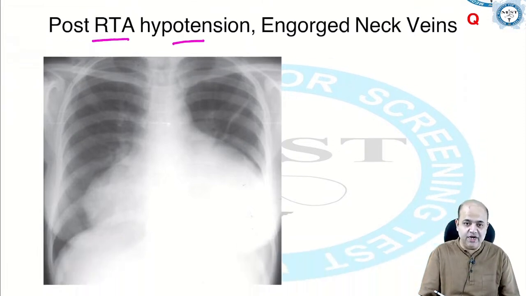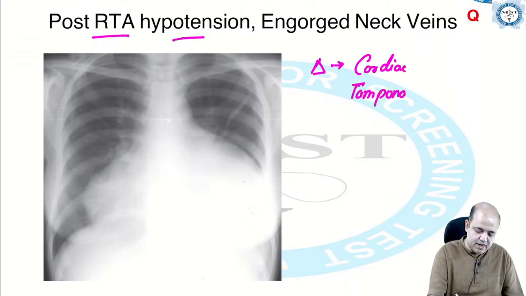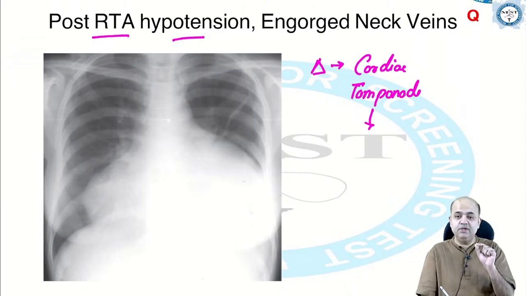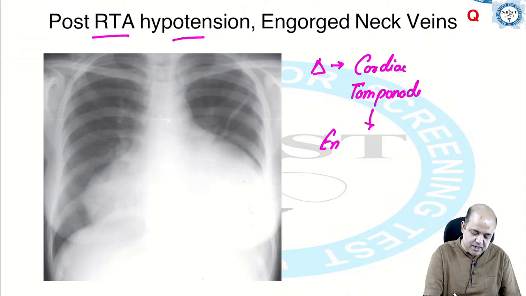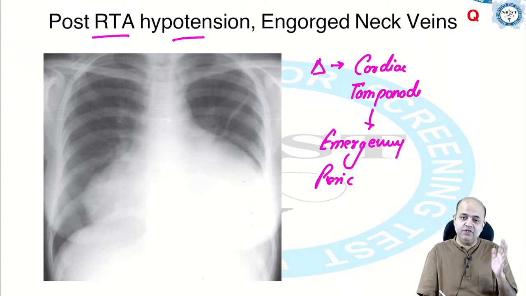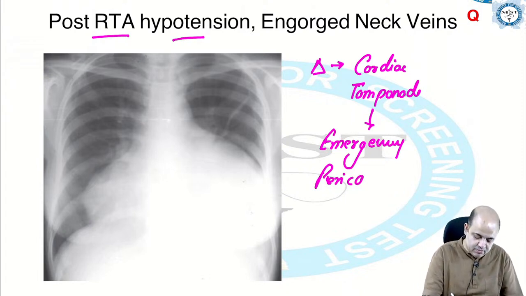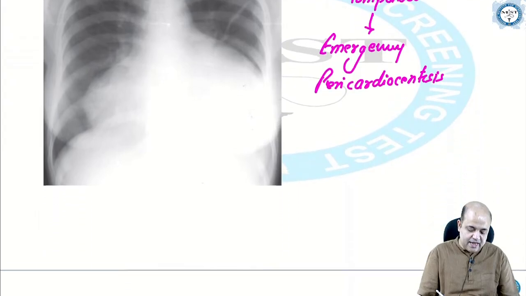there are engorged neck veins. Then what is the diagnosis? The diagnosis is cardiac tamponade. And what is the treatment? The treatment is emergency ultrasound guided pericardiocentesis. So just on the basis of the clinical features, the diagnosis will change. Emergency pericardiocentesis, that is life-saving.